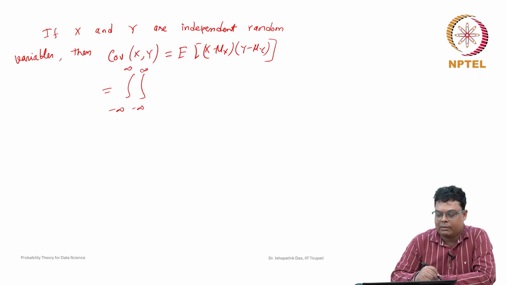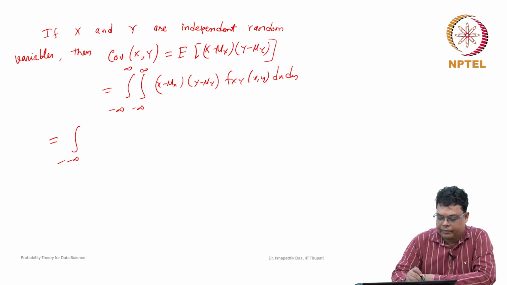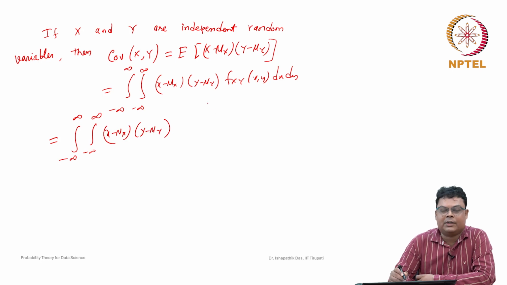like the continuous variable case, from minus infinity to plus infinity. By definition, this is (x minus mu x) into (y minus mu y) f x y (x, y) dx dy. Now, if x and y are independent random variables, then we know that the joint probability density function f of x y can be written as, so then this is minus infinity to plus infinity (x minus mu x)(y minus mu y), where mu x is the expected value of x and mu y is the expected value of y. Since x and y are independent, the joint probability density function can be written as the product of their marginals, dx dy.